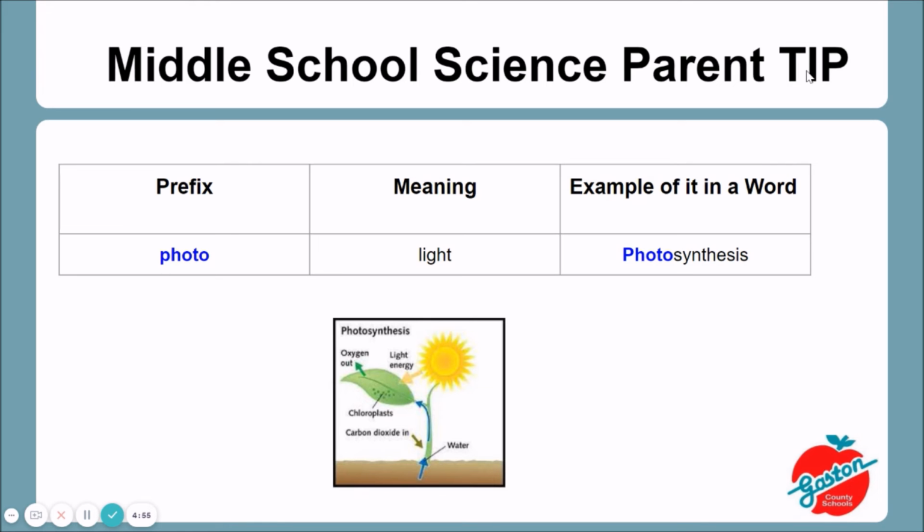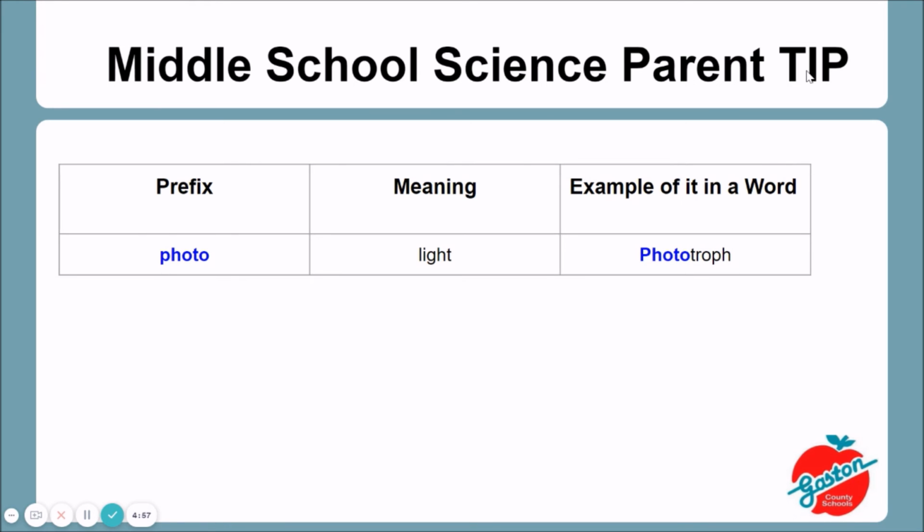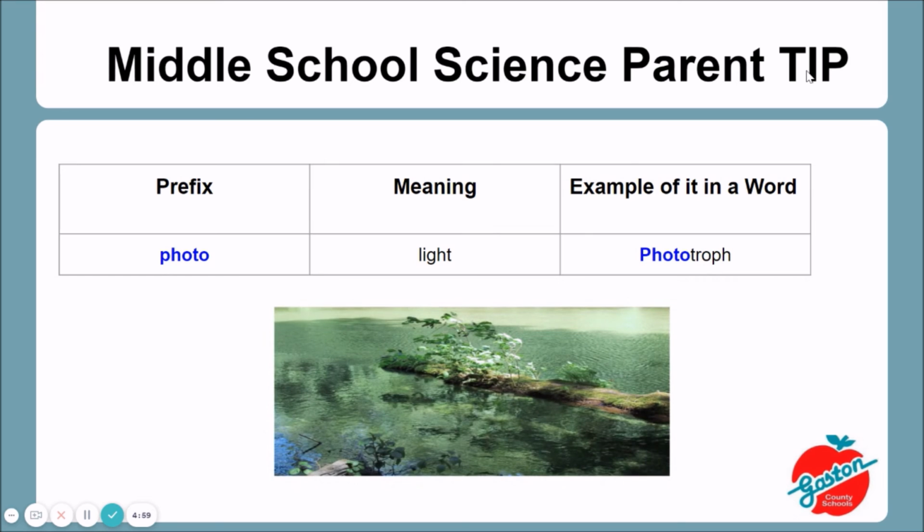And I can think of another word, phototroph. Phototroph is an organism that manufactures its own food from substances using light for energy. Some examples of those organisms are green plants, certain algae, and photosynthetic bacteria.